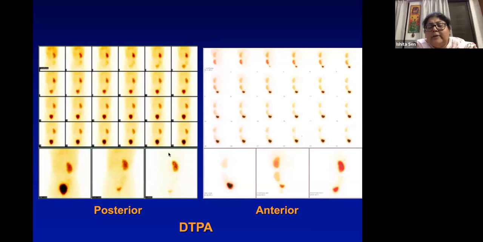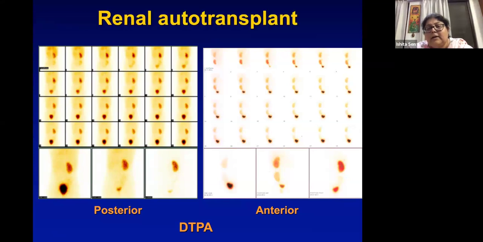Okay, this is crossed ectopia. And here you find that both the kidneys are on the same side of the midline. One of the kidneys is ectopically placed a little lower down at the pelvic brim, but both of them are on the same side. So this is not a fused crossed ectopia. This is just a crossed ectopia.